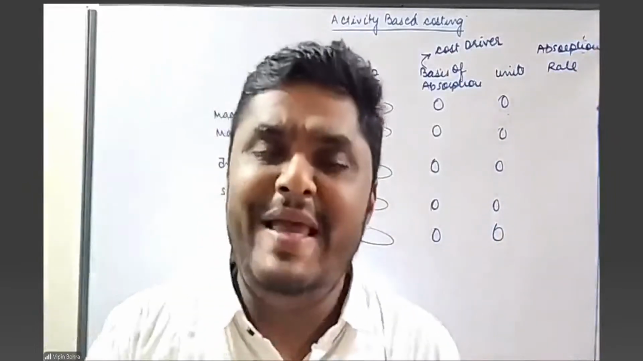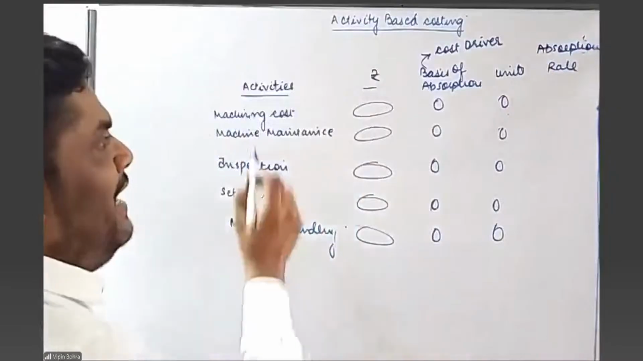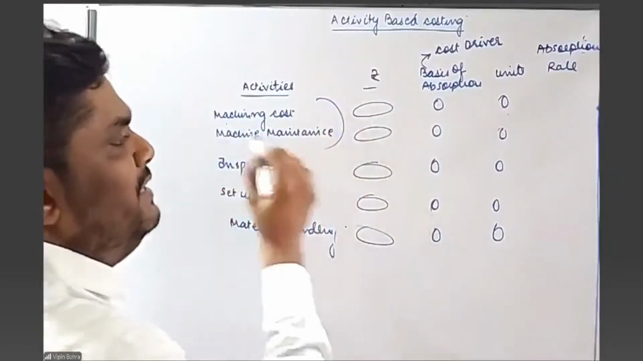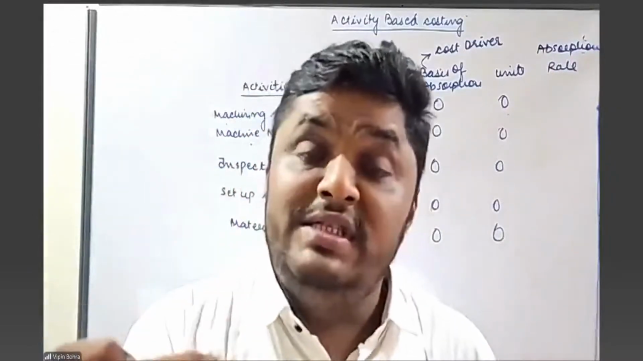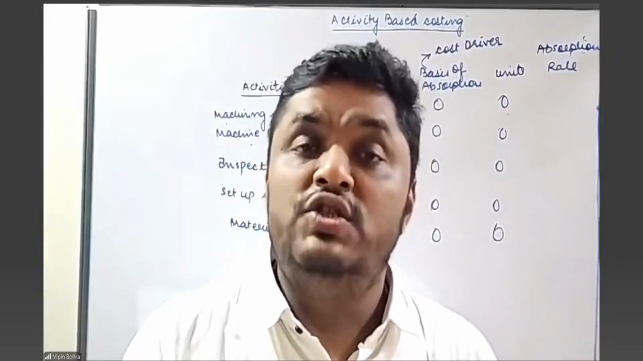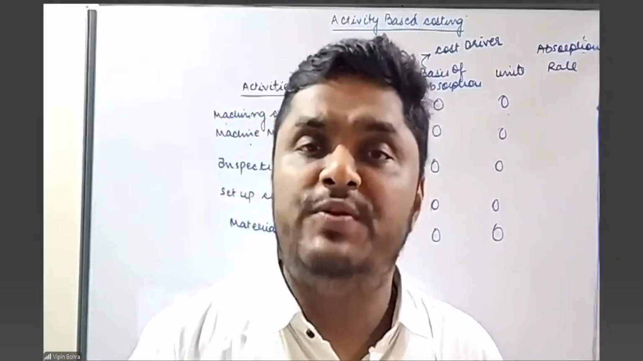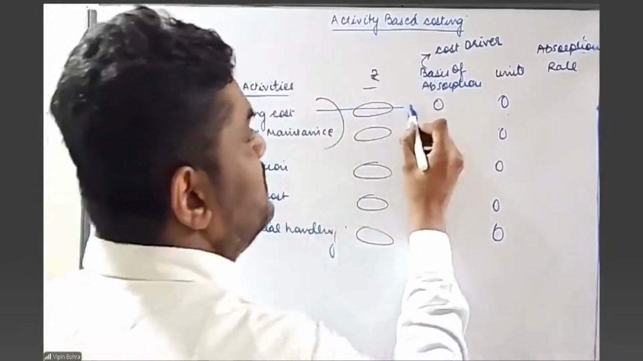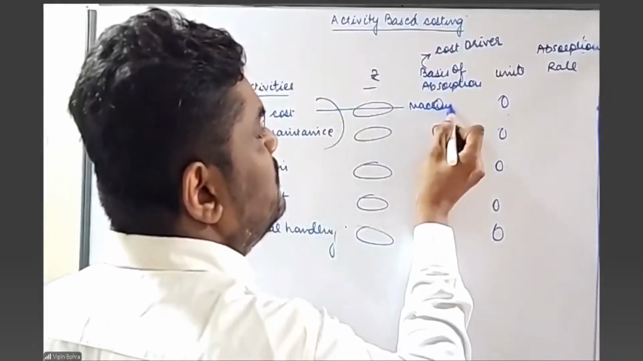When talking about the basis of absorption, let's say machining cost and machining operation, these are the activity. Since they are relating to machine, so their basis of absorption will be what? My machine hours. This will be the basis of absorption.